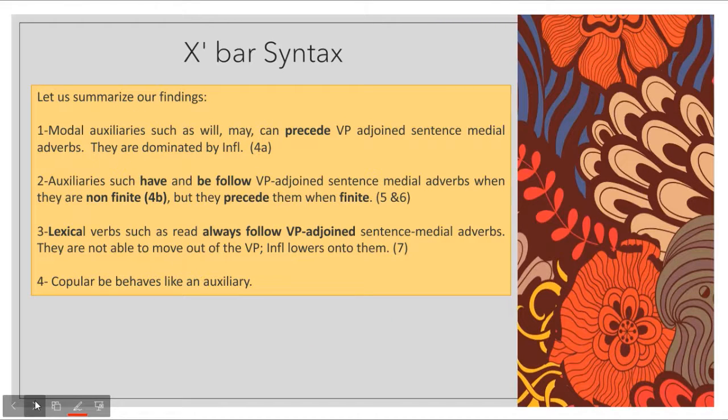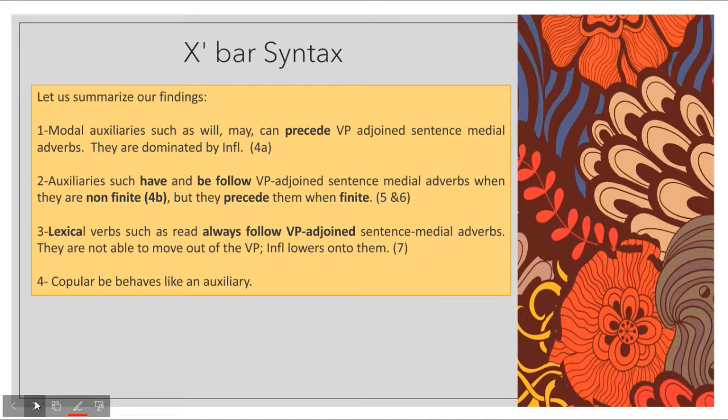Anyway, to summarize, to sum up, finally, to resume all that we said, that is why I gave you the zero, and this is supposedly dangerous and you must know it. It is resumed in these four points. Let us resume our findings. 1. Modal auxiliaries such as will, may, can precede VP adjoined sentence medial adverbs. They are dominated by INFL. This is obvious. Okay, I hope it's very clear.